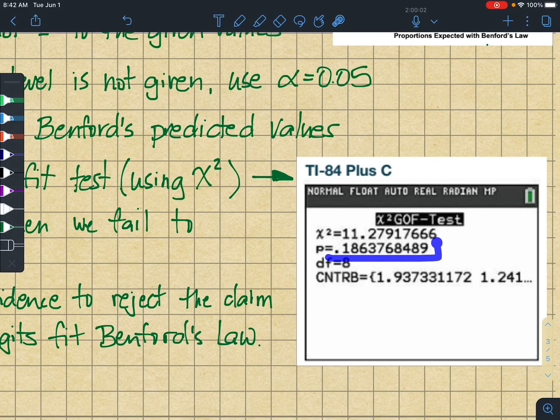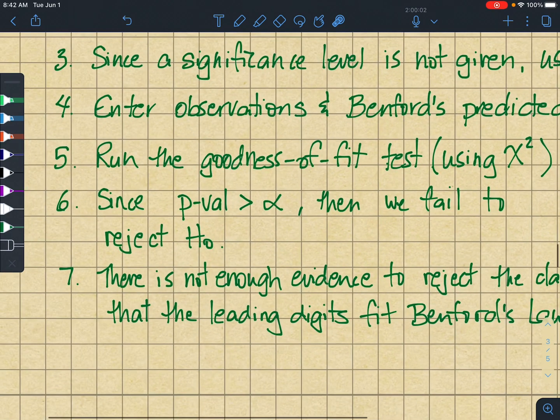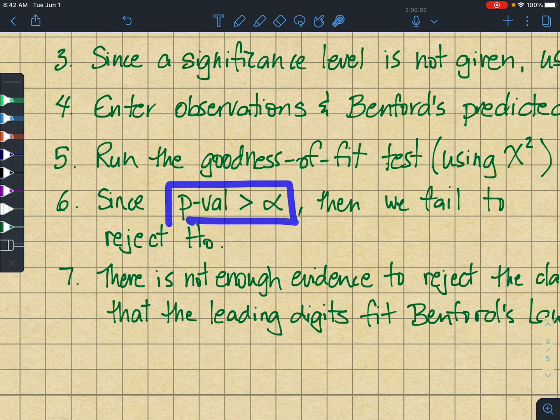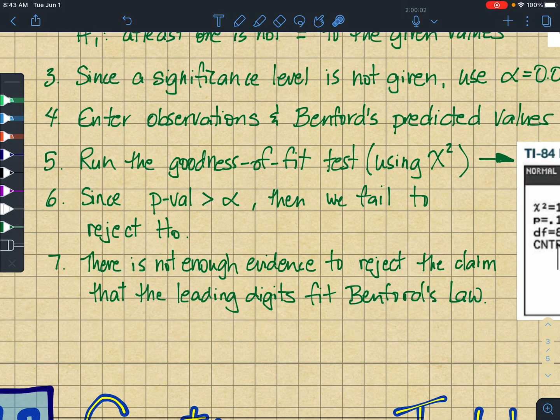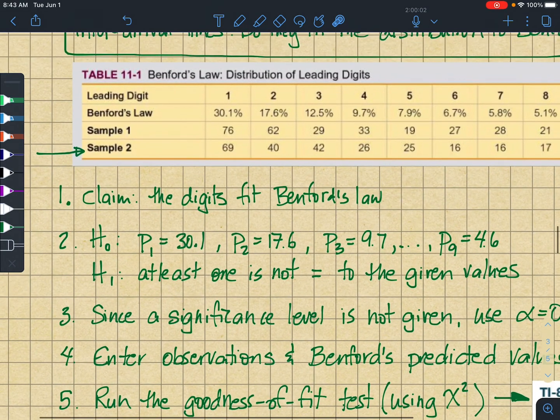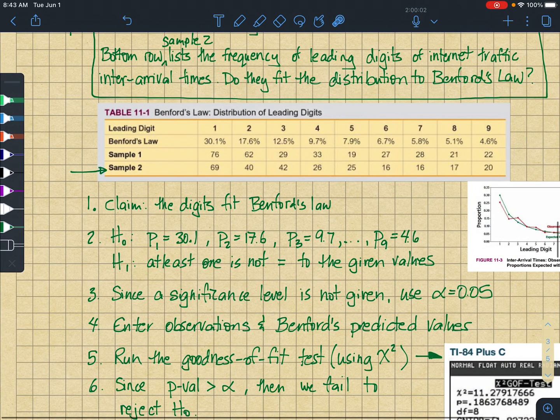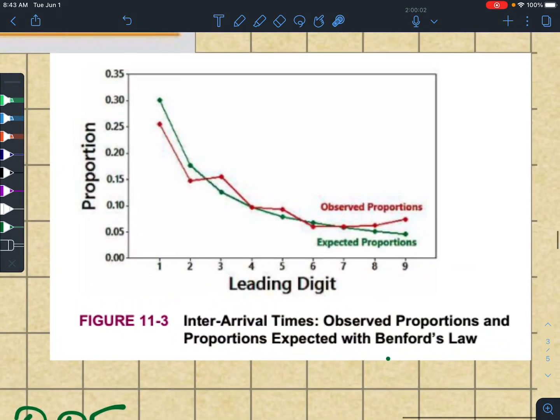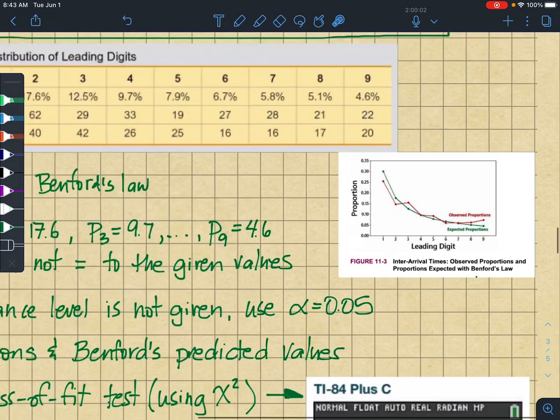All right, in this case, we have a p-value of 0.8186, and we can see that that is greater than 0.05, so we fail to reject. All right, there is not enough evidence to reject the claim that the leading digits fit Benford's law. So therefore, this data, it means that we weren't hacked, there was nothing malicious going on. Carry on. We can see also a plotting of the observed values versus the expected values from Benford's law, and we can see it roughly correlates to that pattern.